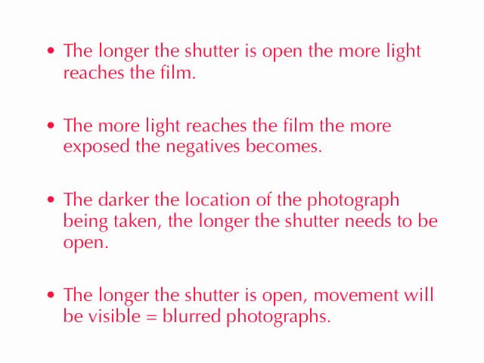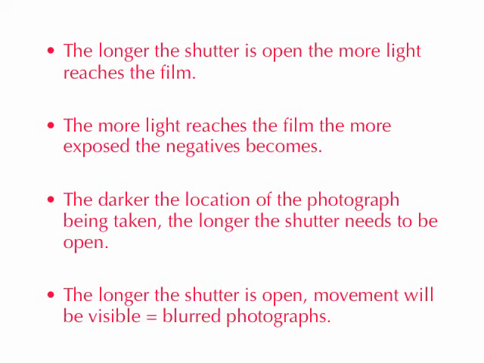The reason for this is because a 60th of a second freezes time. The longer the shutter is open, the more light reaches the film. The more light reaches the film, the more exposed the negative becomes. If you're in a darker location, the shutter needs to be open longer, allowing more light in. The longer the shutter is open, movement will be visible, equaling blurry photographs.